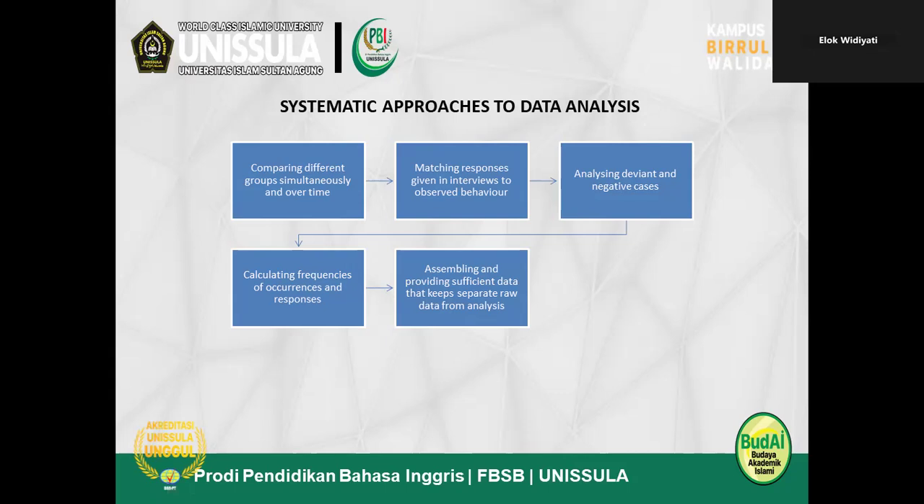Now moving to the second line, the box on the left side, calculating frequencies of occurrences and responses. And then the last approach is assembling and providing sufficient data that keeps the raw data from analysis. That's how to make the systematic approaches to data analysis.